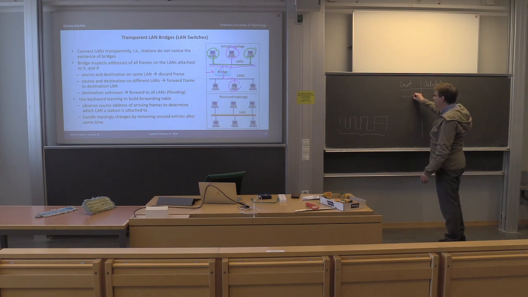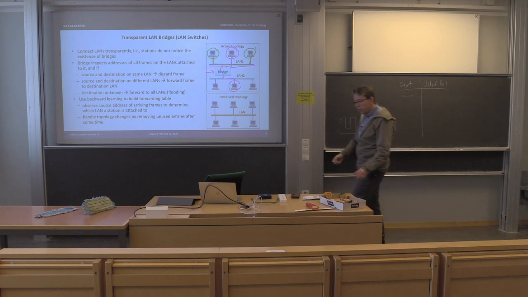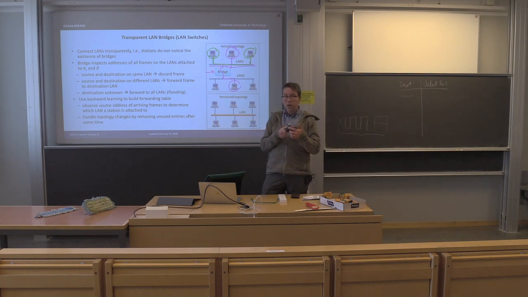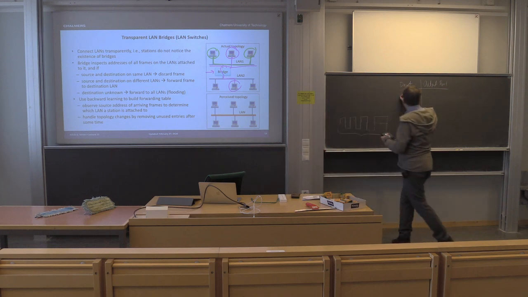So we have some destination address here, and that is coupled to the corresponding output port. So in this switch, for instance, we have 5 output ports. If a frame comes in on one of these ports, it can be switched out to any of the other 4 or to none of them, right? And that is determined by this table.